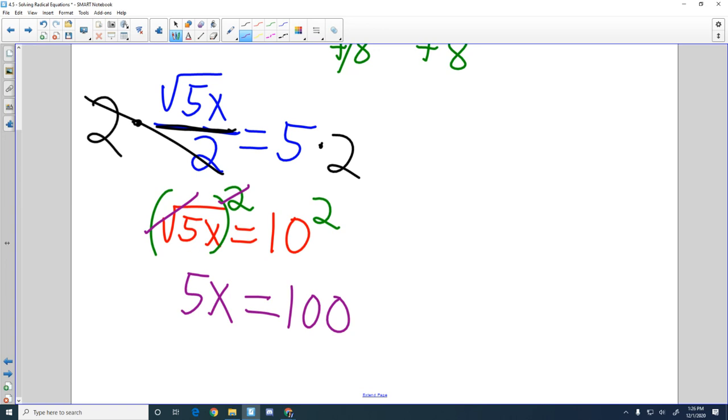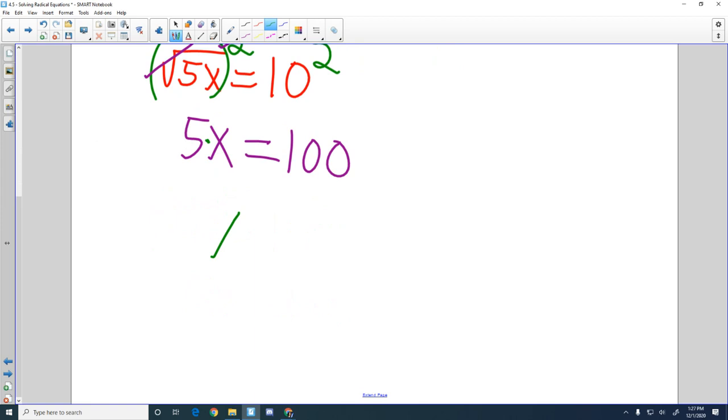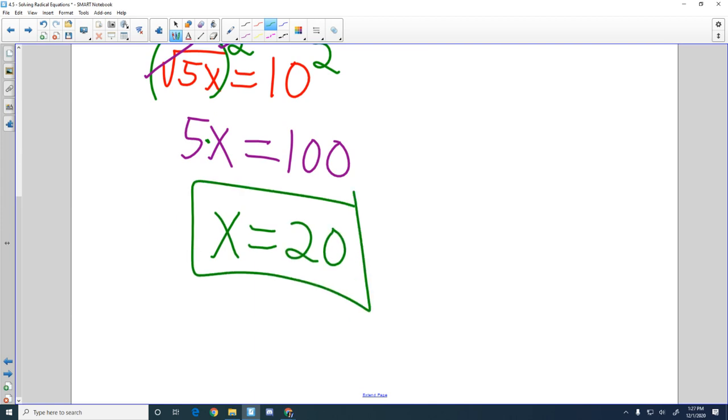Last step to get x by itself is just to cancel out that 5. And since that 5 is being multiplied, we just divide both sides by 5, and see that x equals 20.